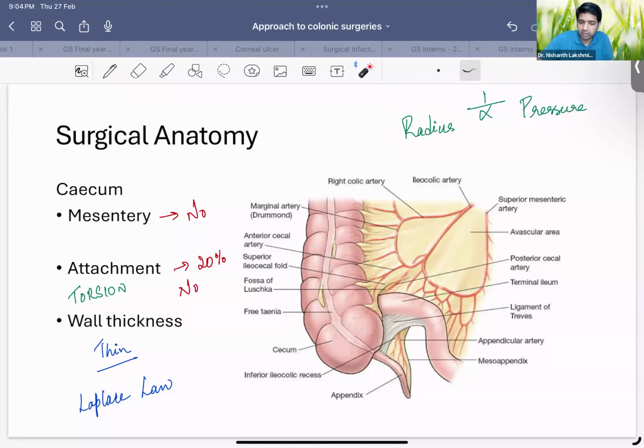Now, to put it in much simpler terms, I'm sure all of you have tried blowing a balloon. Initially, when it's very small, you have to put a lot of pressure to blow it up. But once it becomes big, it becomes very easy to inflate it. So what they're trying to say is the more the diameter of that particular organ, with very little amount of pressure, the distension can happen. And the fact that cecum has a very thin wall and a larger radius means that it has the highest chance of perforation. That is the clinical implication of all this. All right, it has the highest risk of perforation.